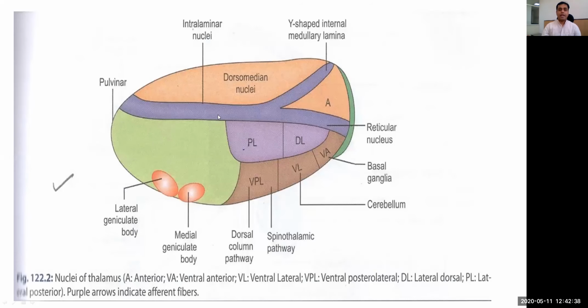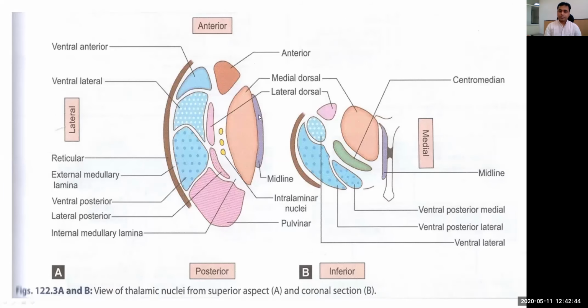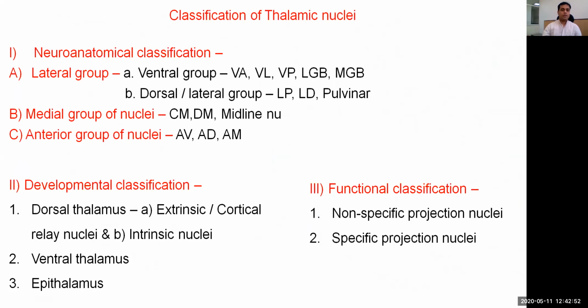This is another diagram that shows the various nuclei of the thalamus. Here is another view by which the various nuclei and their classification can be studied. This is an overall classification of the variety of thalamic nuclei. It is mainly of three types: neuroanatomical classification, developmental classification, and functional classification.